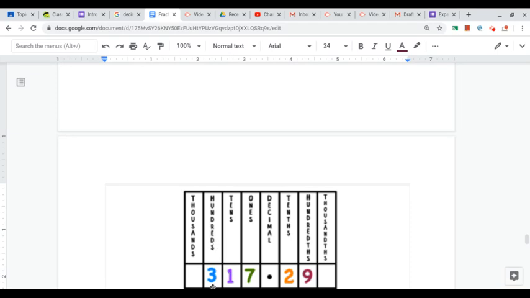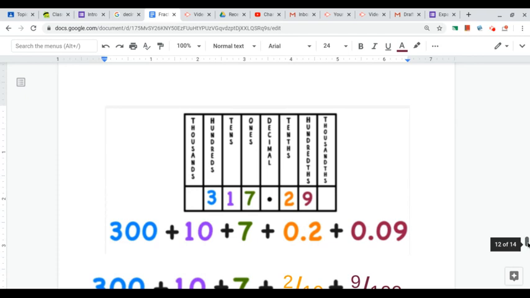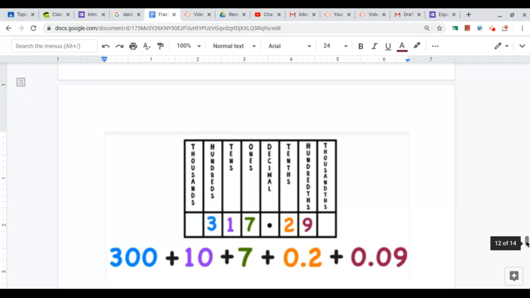Right? We have, again, a 3 in the hundreds place, a 1 in the tens place, a 7 in the ones place. Again, our decimal point, a 2 in the tenths place, and a 9 in the hundredths place. We would read this number as 317 and 29 hundredths. Right, and I'll show you kind of the regular way that we would do this in expanded form.